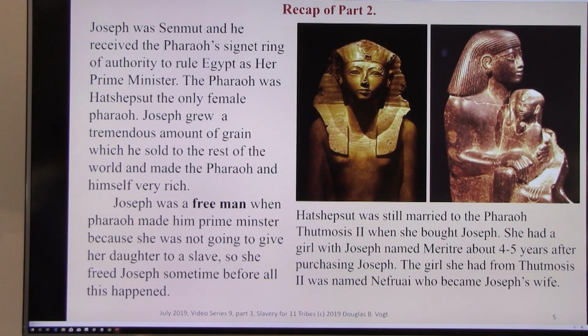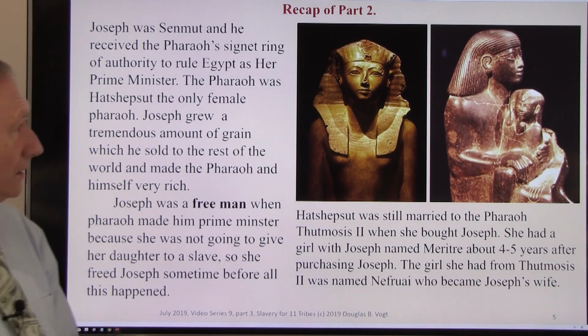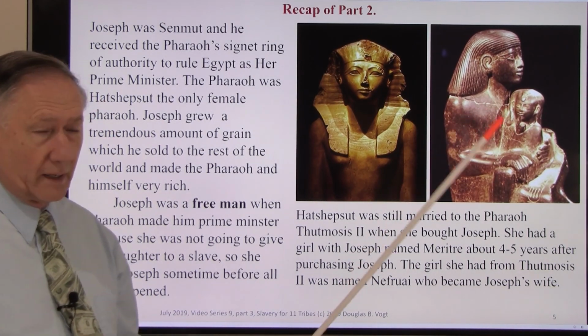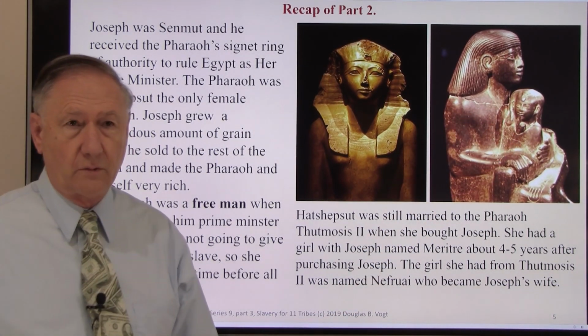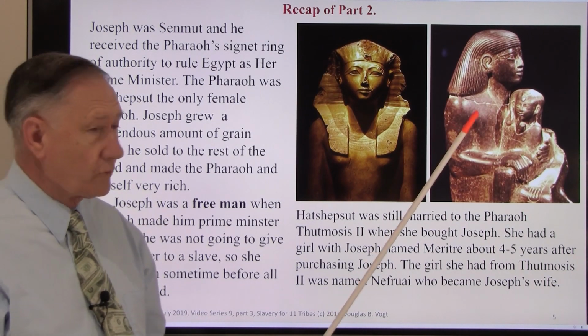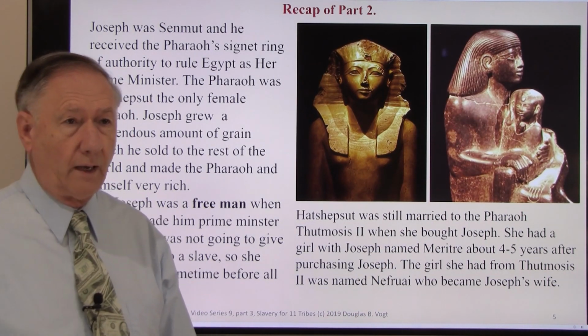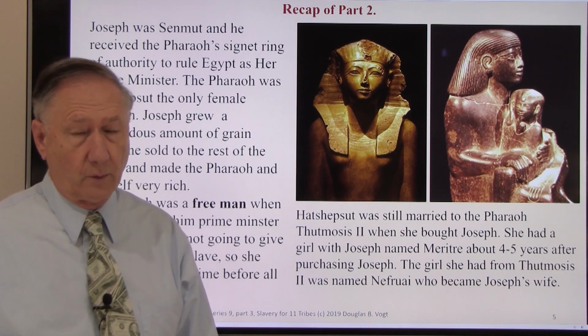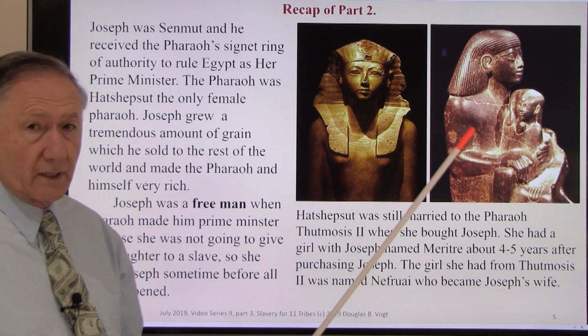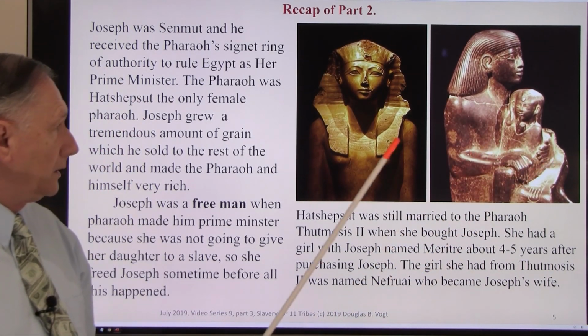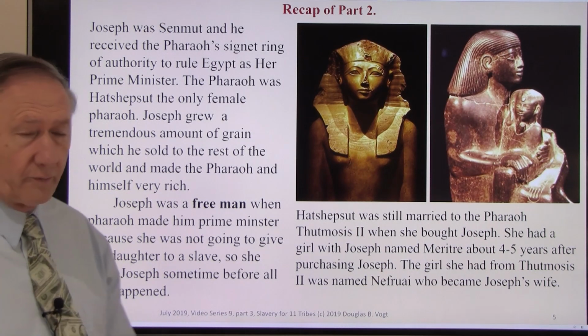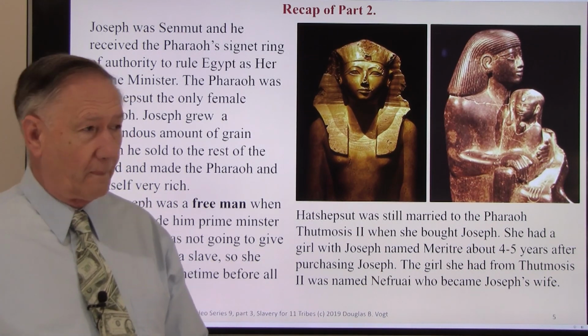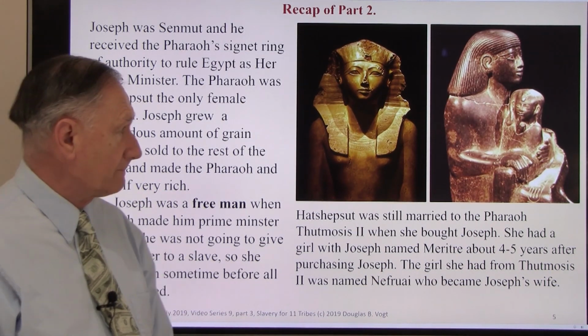Now, a recap of Part 2. This is a young Joseph. I showed 6 or 7 statues of Joseph. Joseph was Sanmut. The previous video and the book proves it. There's irrefutable proof. Joseph was Sanmut, Sanmut was Joseph. He was the boyfriend of our favorite Pharaoh, Hatshepsut, of the 18th dynasty.